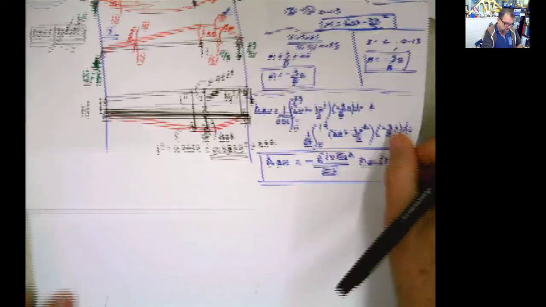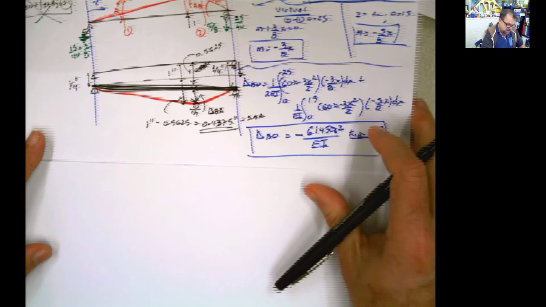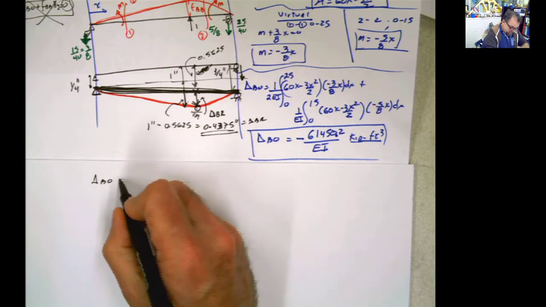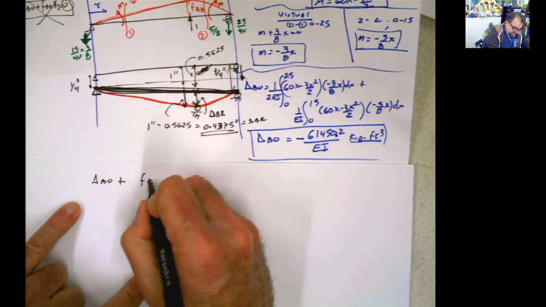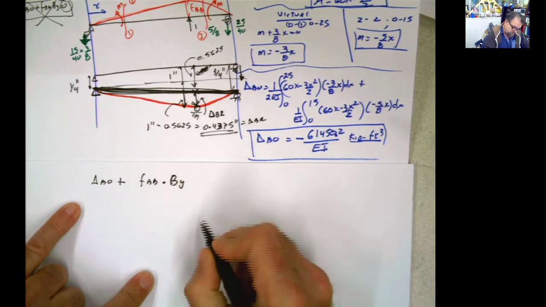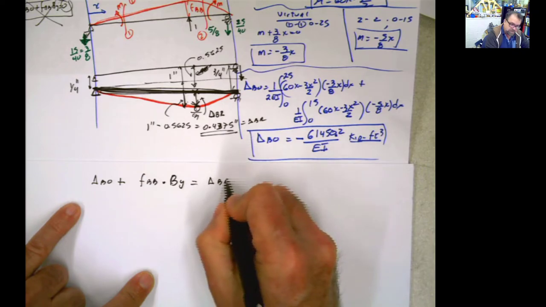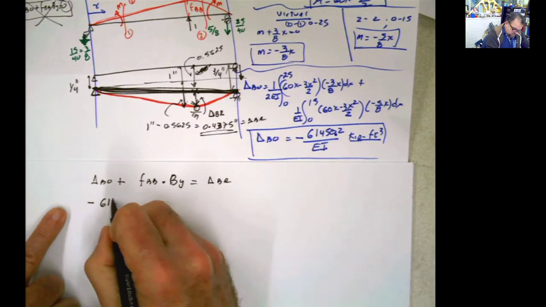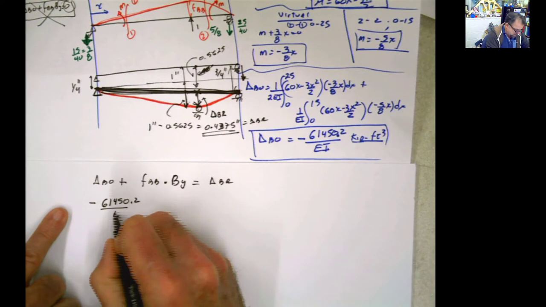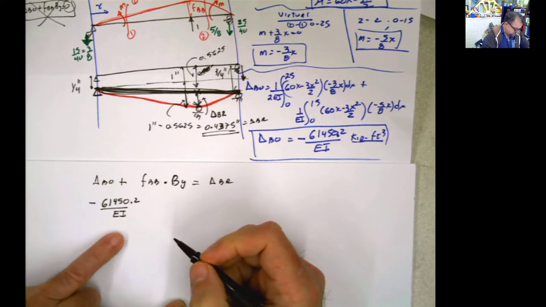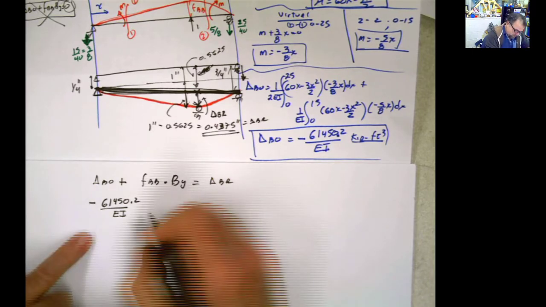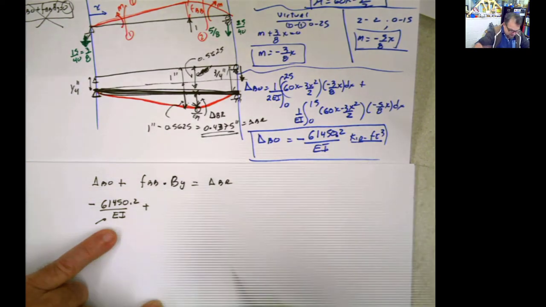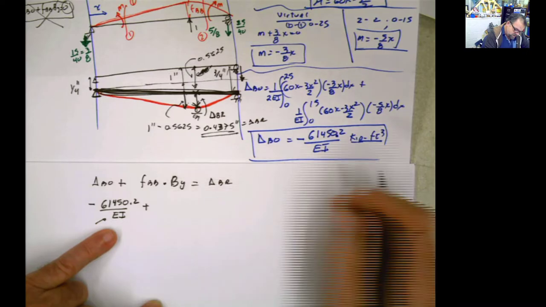Now, for finishing our problem, the only thing that we have left to do is this. We say delta BO plus FBB times BY has to be equal to delta BR. That's what we do. How much is delta BO? Delta BO is negative 61450.2 divided by EI. That's delta BO. Now you can put in here the values for E and the values for I. Or you can pass EI to the other side if you want to. Plus FBB.